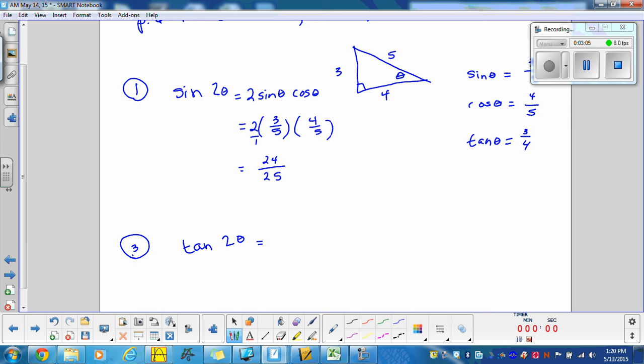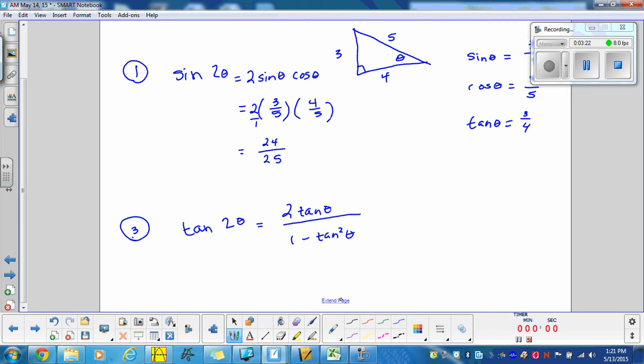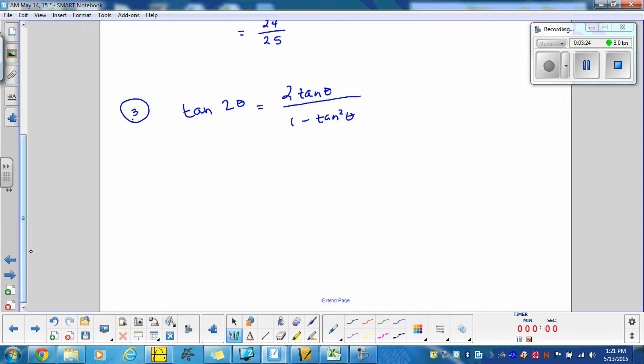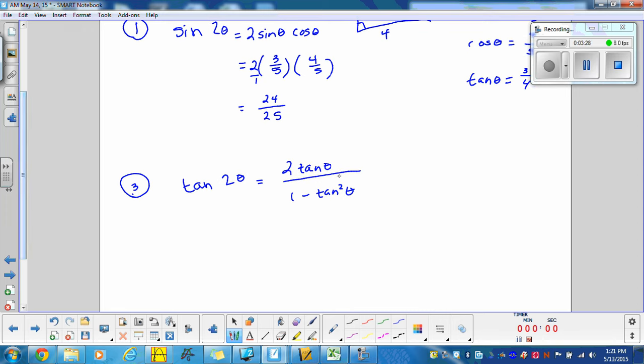So on your index card, you're going to locate the formula that you need to use and write it on your card or on your paper. 2 tangent of theta over 1 minus tangent squared theta. So we have 3/4. So this is going to be equal to 2 times 3/4 over 1 minus 3/4 squared.